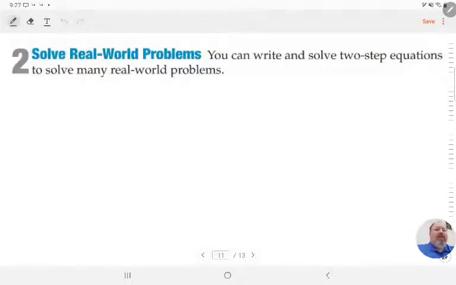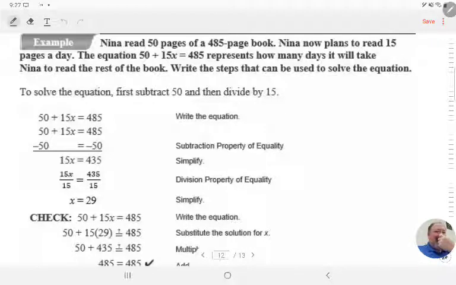So now we're looking at real-world problems, and we can write and solve two-step equations to solve many real-world problems. So if we look at this, it says Nina reads 50 pages of a 485-page book. Nina now plans to read 15 pages a day. So the equation 50 plus 15x, or she already read 50 pages, plus 15 pages times however many days equals 485, the total pages of the book. Represents how many days it will take Nina to read the rest of the book.